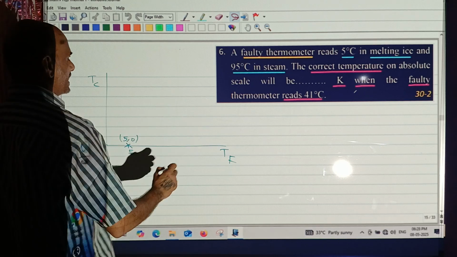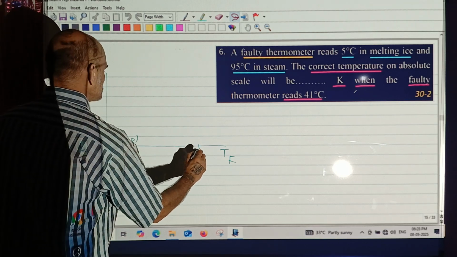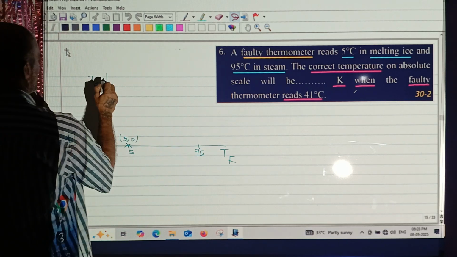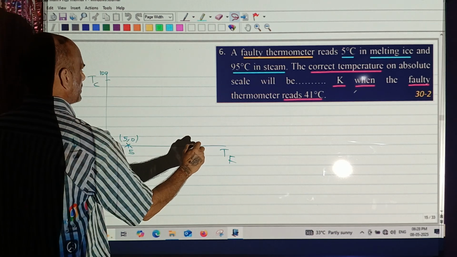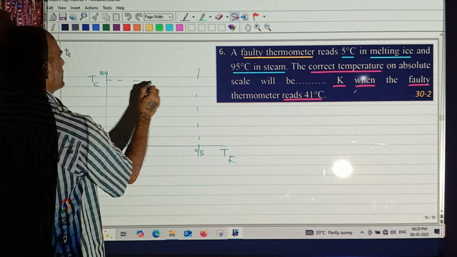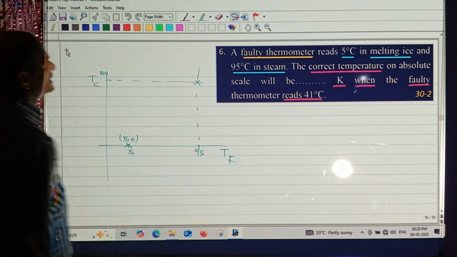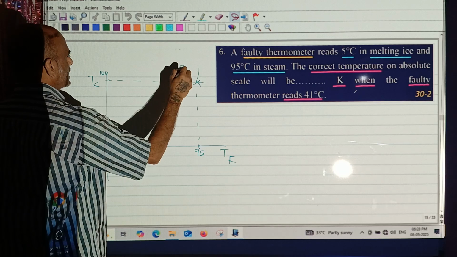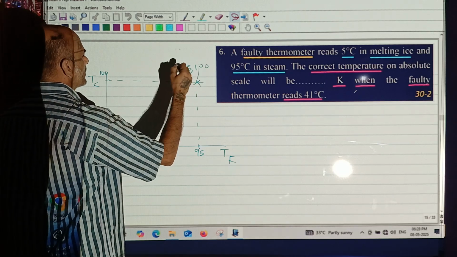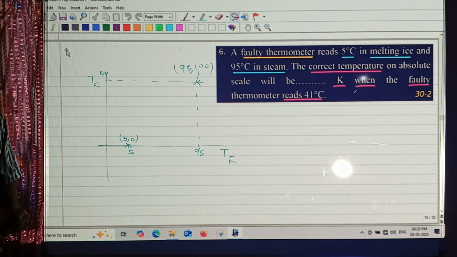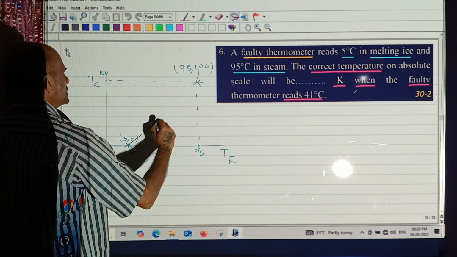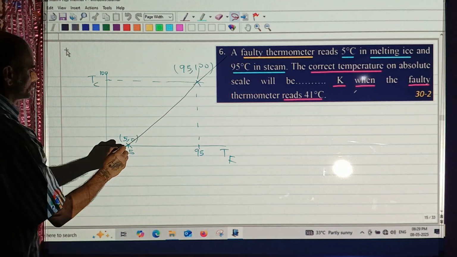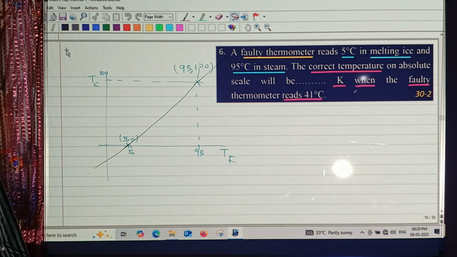And the second point is 95 on the faulty thermometer, and the correct temperature will be 100 because it is steam. Steam temperature is 100. So the second point of the relation is 95, 100. The simplest relation between the two temperature scales is a straight line. So join these 2 points and we can extend them. If you know the equation of this line, then the relationship between the two temperature scales is known.